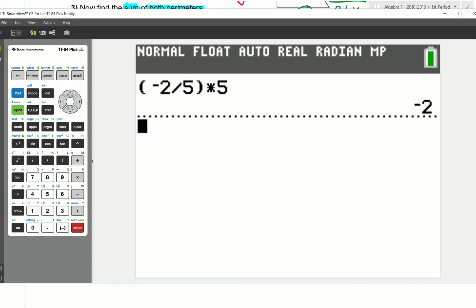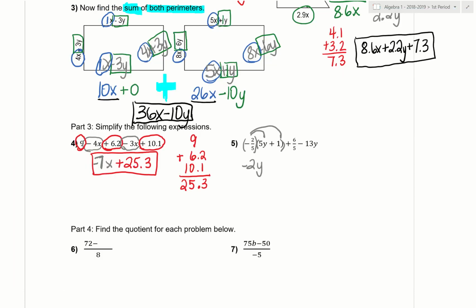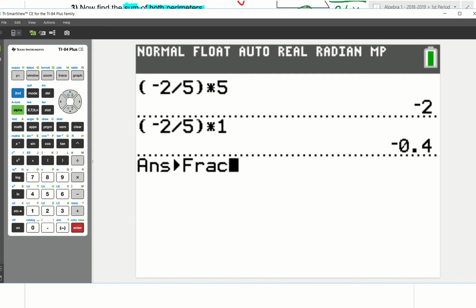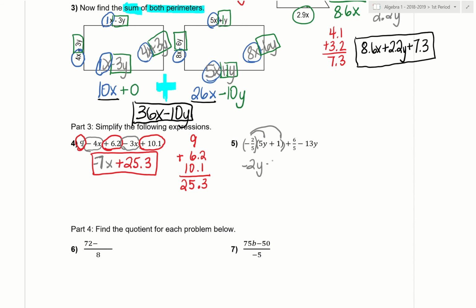So then my next problem was negative 2/5 multiplied by, I believe it was 1, positive 1. And my answer for that problem is going to give me a decimal. However, in my original problem, there were only fractions. So I'm going to press math, enter, enter. And it's going to bring it back to a fraction for me. So my fraction for this problem is negative 2/5.